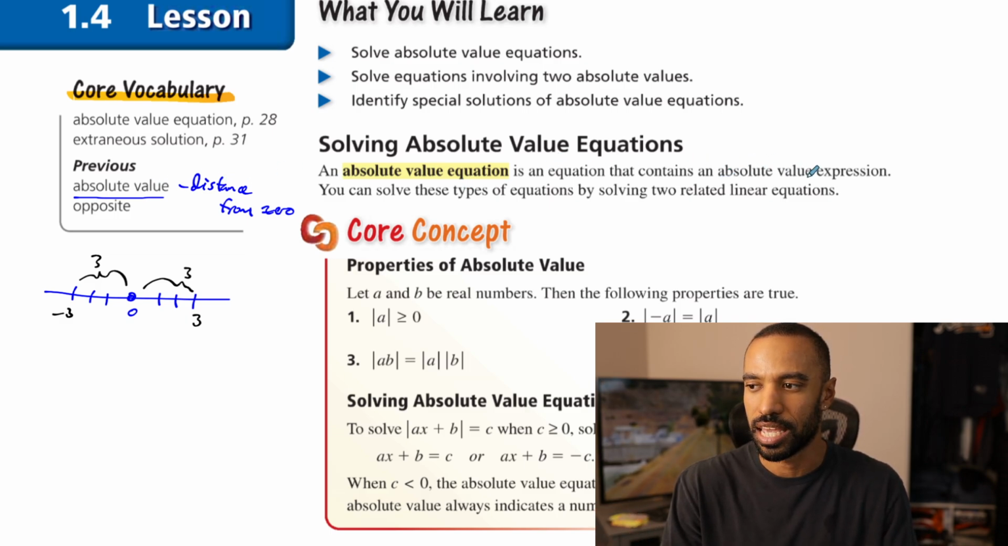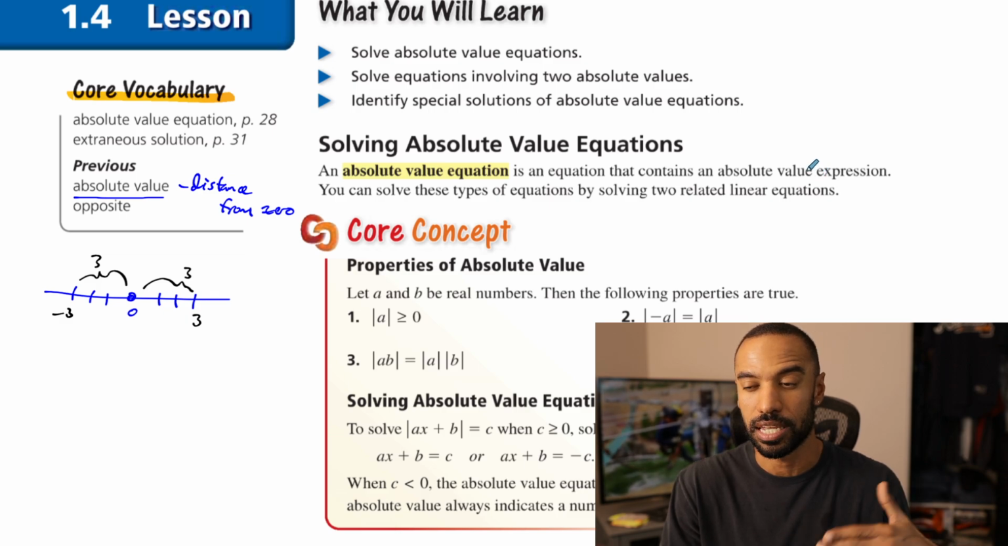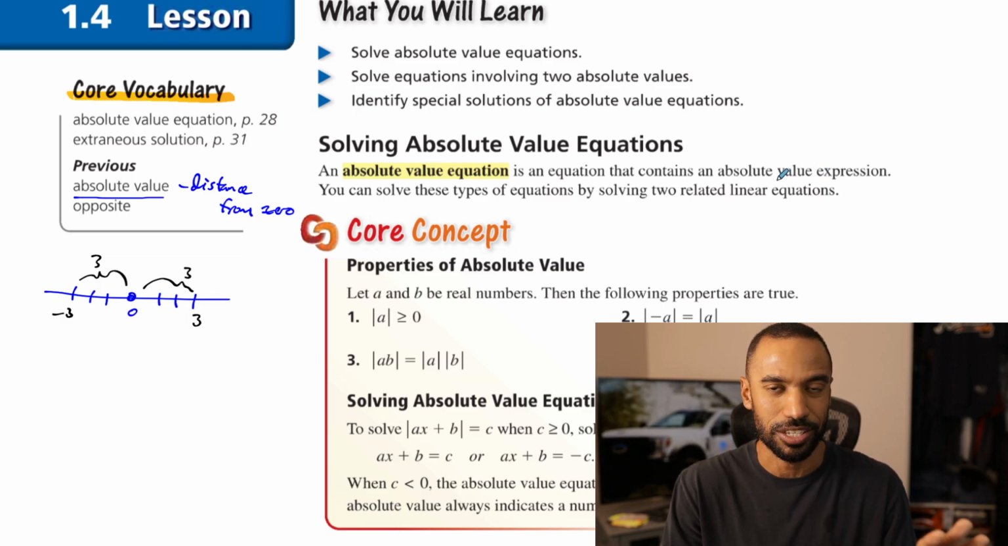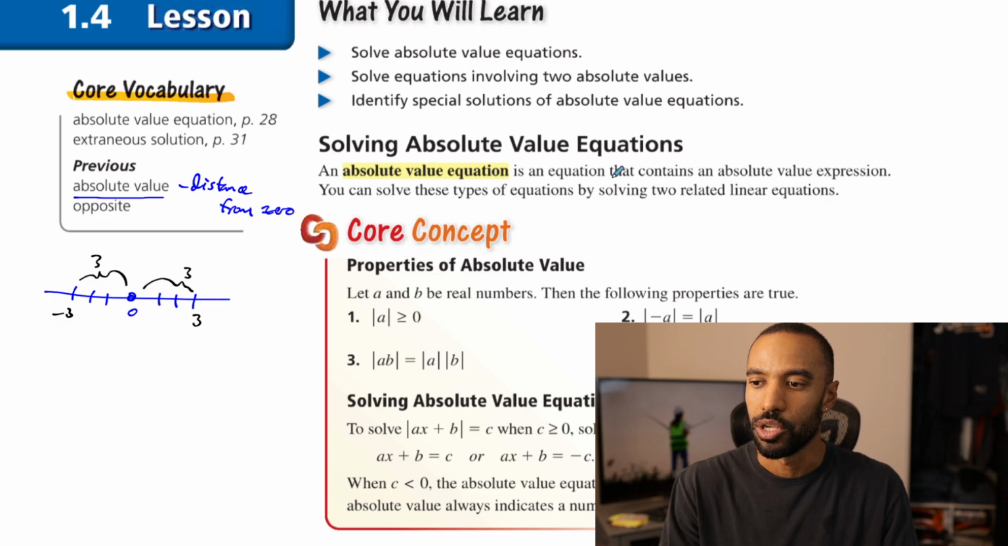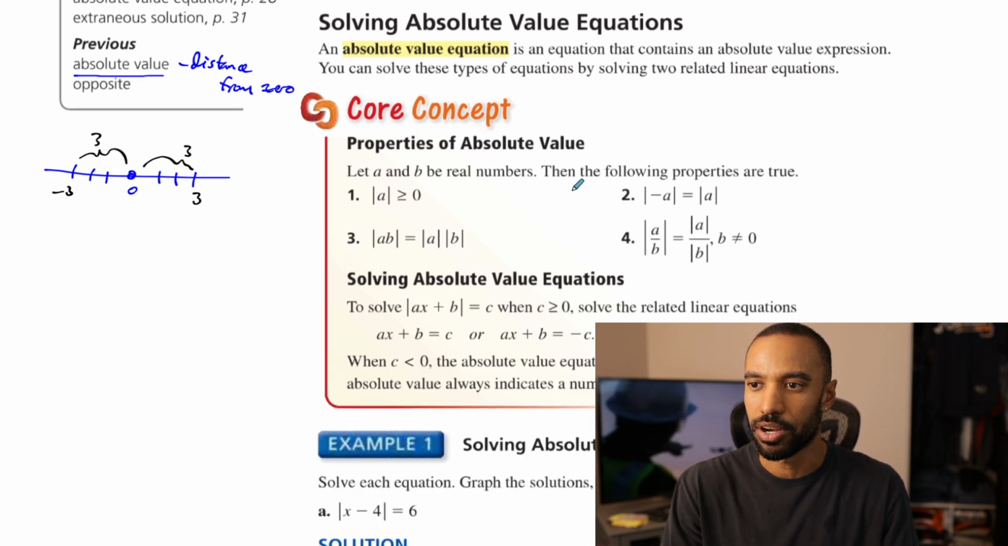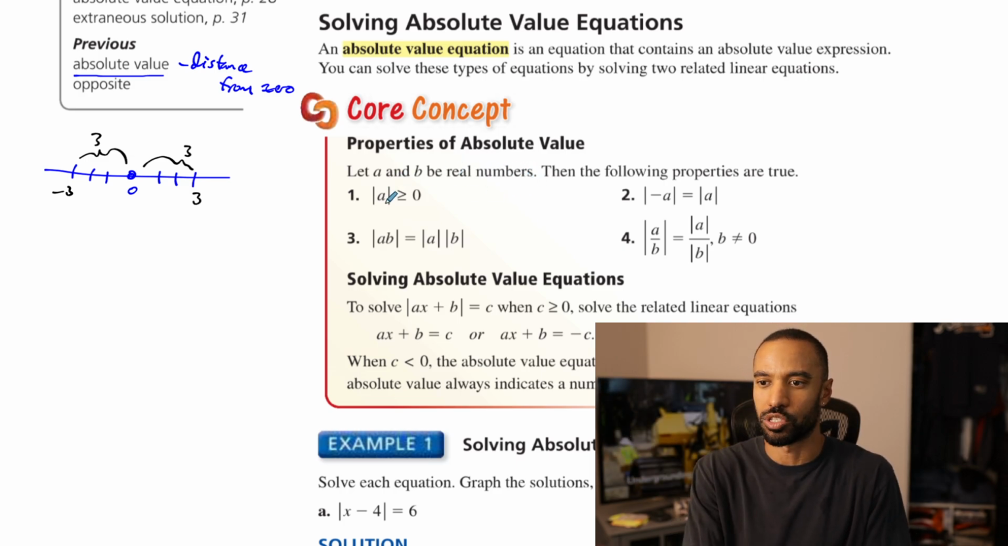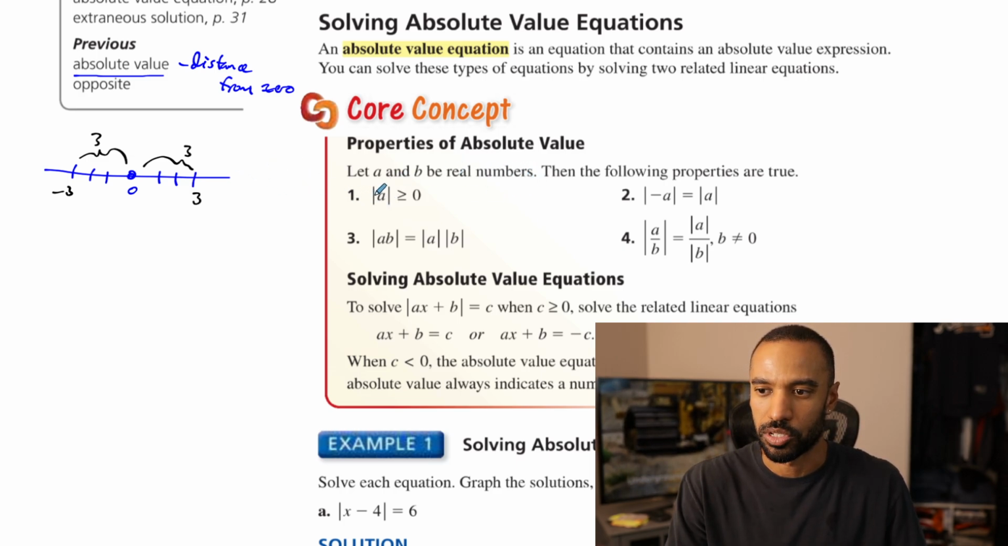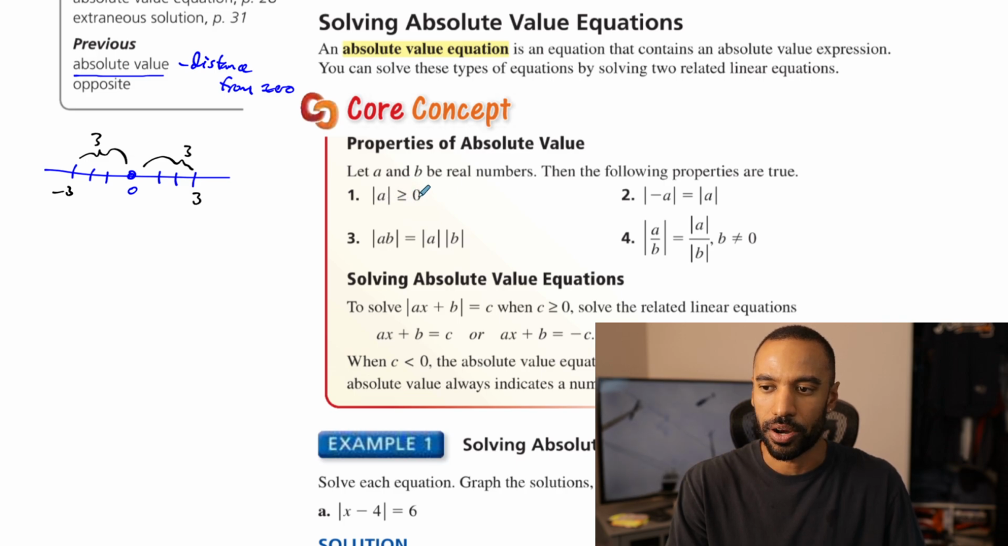Anyway, it's an equation that contains an absolute value expression. Now, if it contains the expression, it's likely your variable, like x, would be inside of that expression. You can solve these types of equations by solving two related linear equations. Now, here are a couple of properties of absolute values that we want to understand. The first one is the one we were talking about: the absolute value of a is greater than or equal to 0.